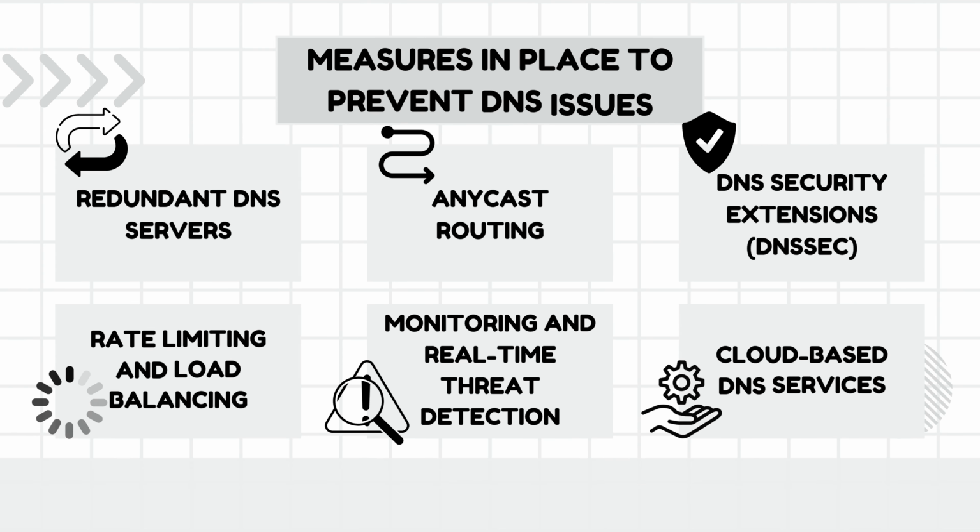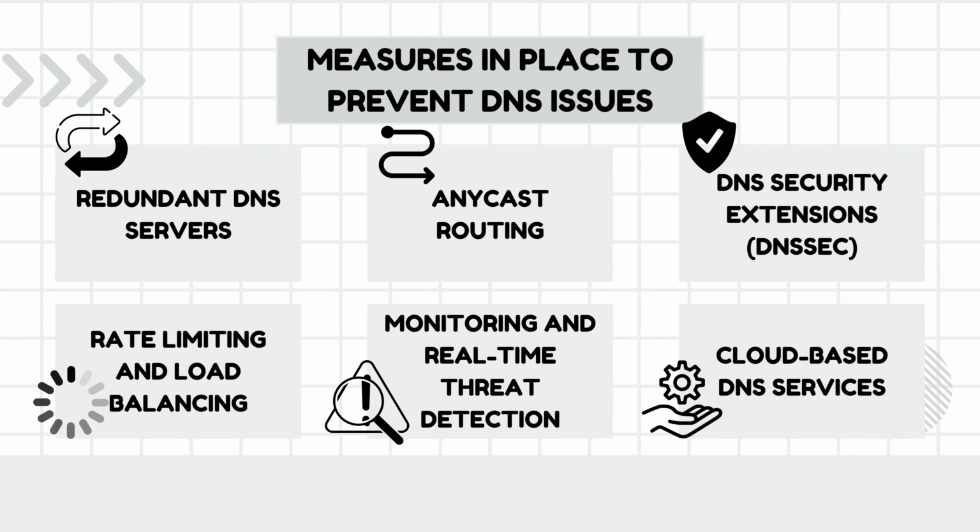Measures in place to prevent DNS issues. First, redundant DNS servers. DNS is highly distributed with multiple levels of redundancy, such as root servers, TLD servers, and individual domain servers. Most DNS providers operate multiple servers across different geographic locations to prevent a single point of failure. Next, anycast routing. This technique enables multiple servers in different locations to share the same IP address. Users are automatically routed to the closest or best performing server, which enhances reliability and resilience against attacks.